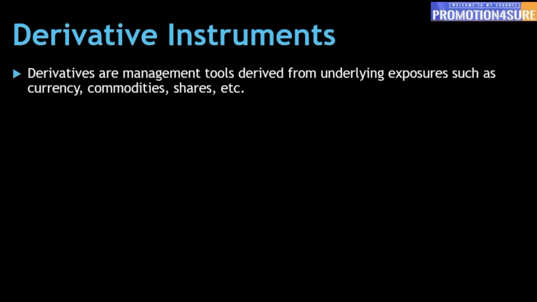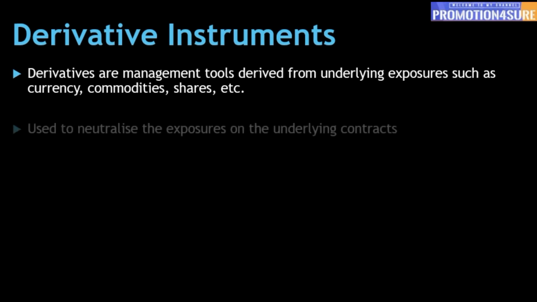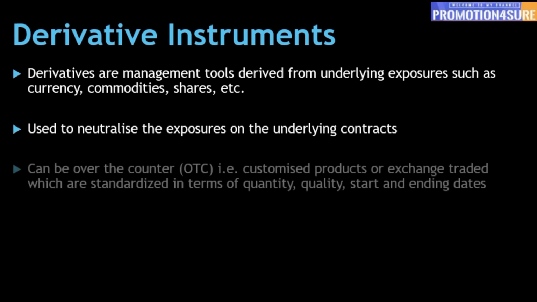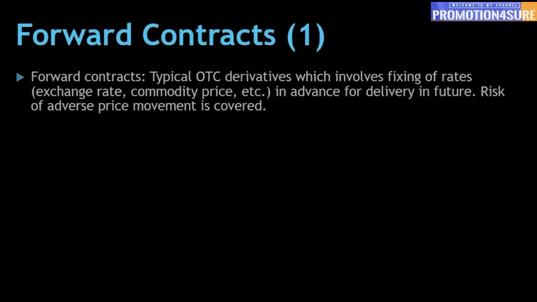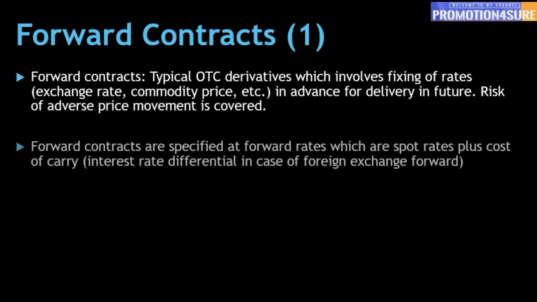Now, if you talk about derivative instruments, derivatives are risk management tools derived from underlying exposure such as currency, commodities, shares, etc. It is used to neutralize the exposure on the underlying contracts. Can be over the counter, that is, customized products, or exchange traded, which are standardized in terms of quantity, quality, start and ending dates. Now, forward contracts are typically over the counter derivatives which involve fixing of rates in advance for delivery in future. Risk of adverse price movements is covered. Now, forward contracts are specified at forward rates, which are spot rate plus cost of carry.